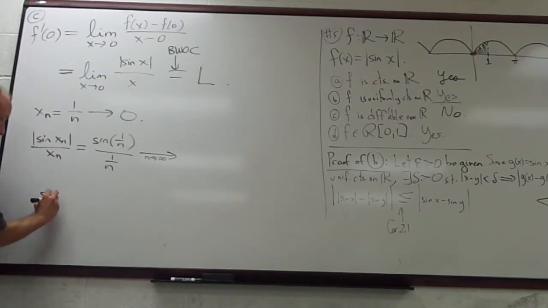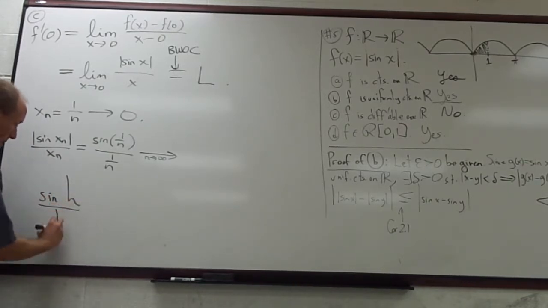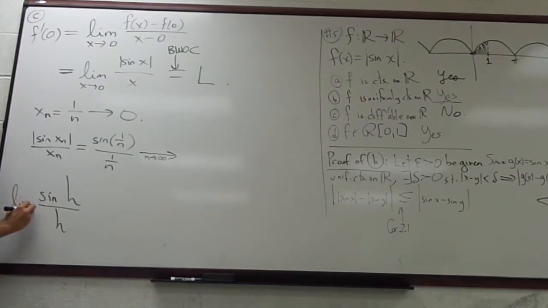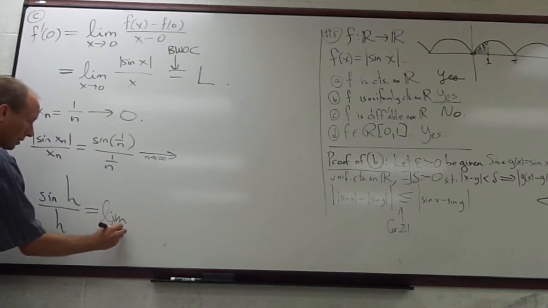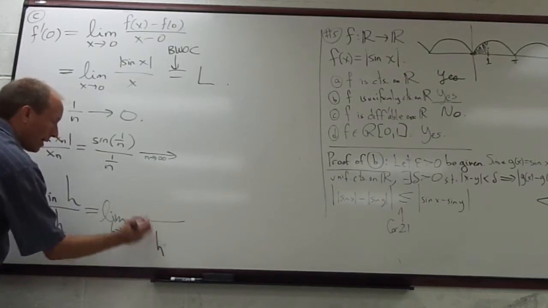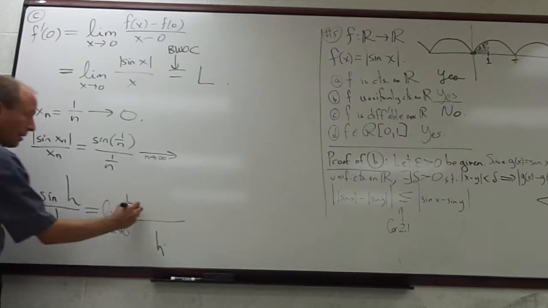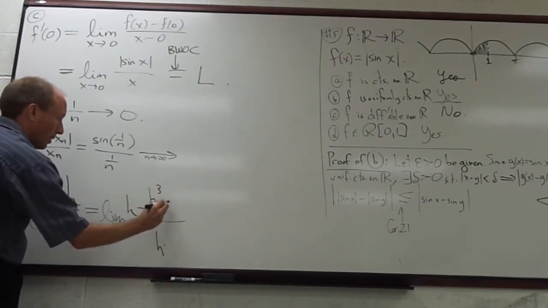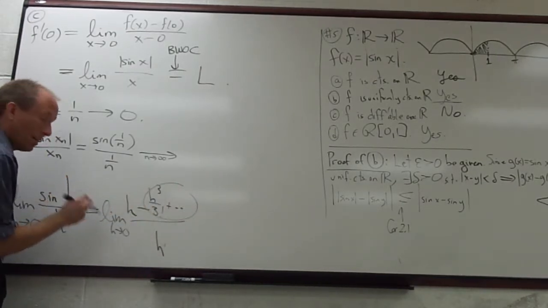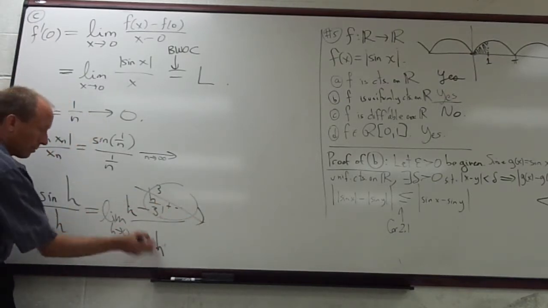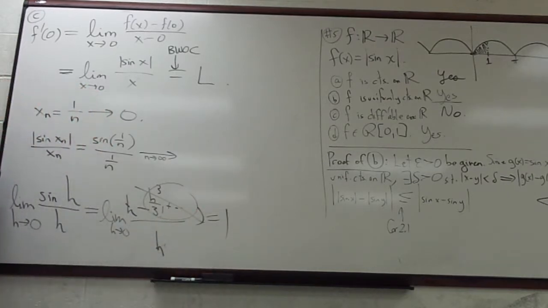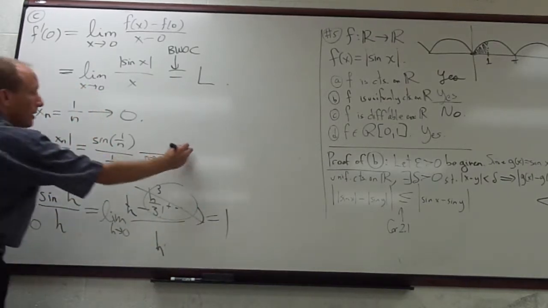I think I talked about this in an earlier problem session. If you have sine of h over h as h goes to 0, the sine of h actually has a Taylor series that has h as the first term, and then minus a bunch of other terms that involve higher powers of h. And of course, in those higher powers, when h goes to 0, that stuff all goes to 0. The only thing that really survives is h over h. So this limit is actually equal to 1.